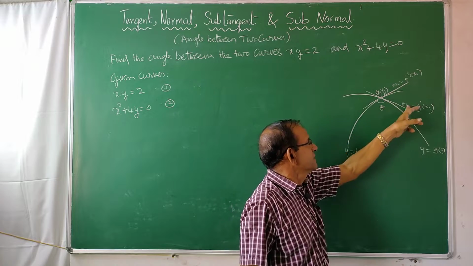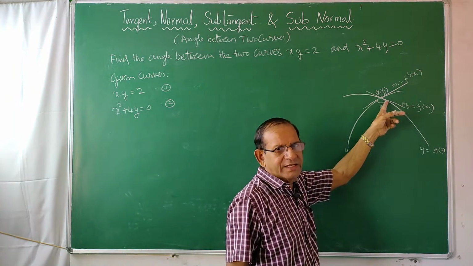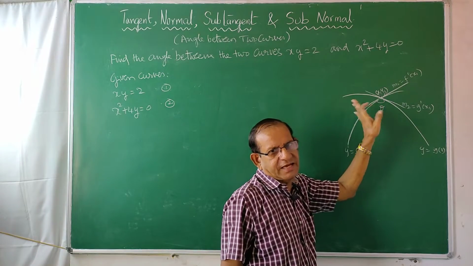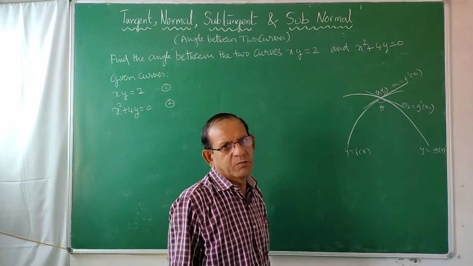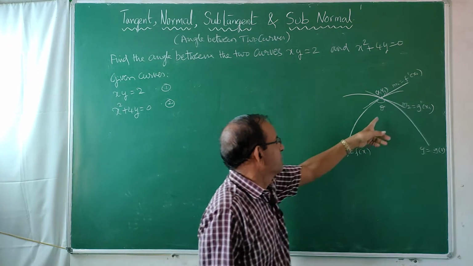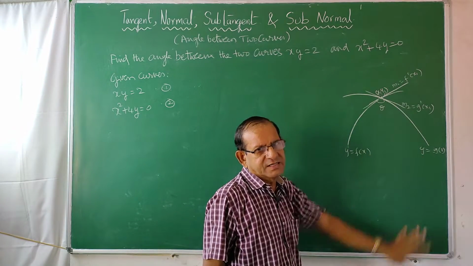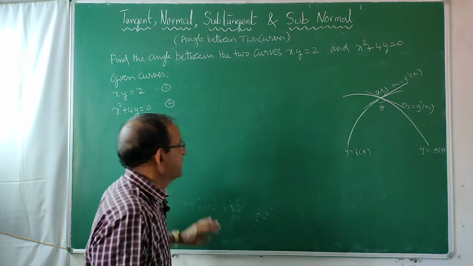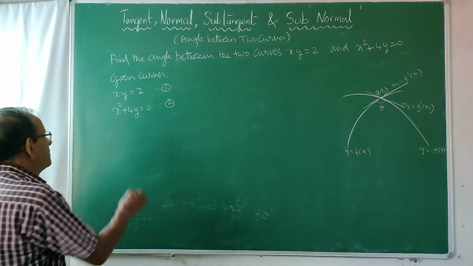Then we have to take them as m1 and m2, and if you consider the angle between the two tangents as theta, then theta is the angle between the curves. For that we will use the formula tan theta is equal to (m1 minus m2) by (1 plus m1 m2). But before that we have to find out the point where they are intersecting. We shall take that point as x1, y1. Let us find out that point by solving these two equations.